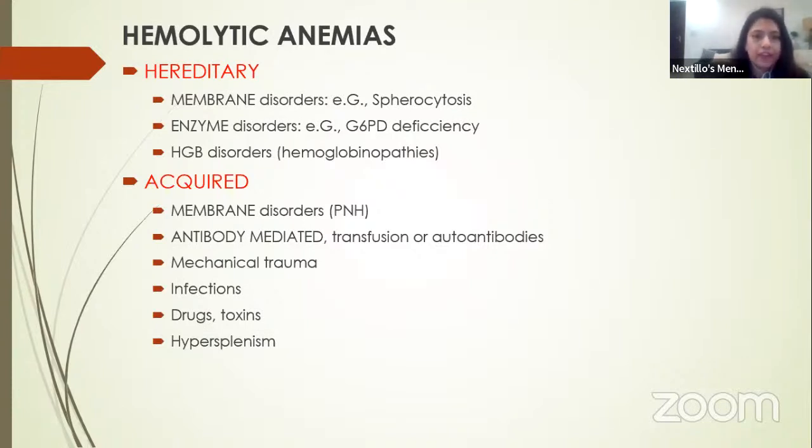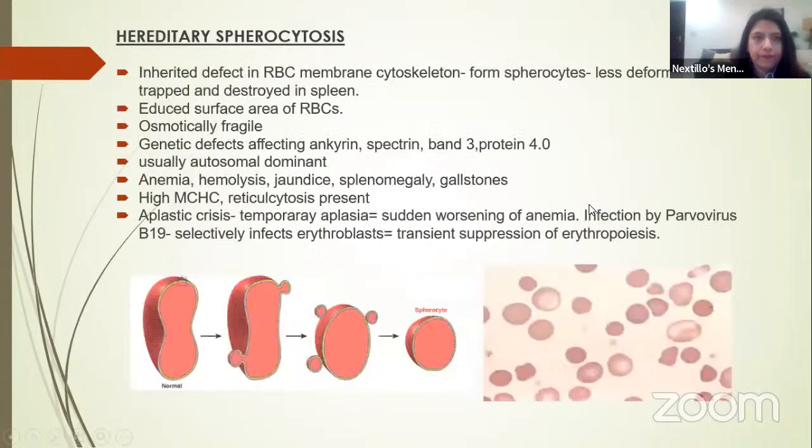Or they can be acquired, that is, membrane defects which are not genetic but are acquired, or they can be antibody mediated, like in transfusions or any autoimmune condition. Then they can be mechanical trauma, infections, drugs, toxins, hypersplenism. We've discussed these, right? So let us discuss hereditary spherocytosis in a little detail.